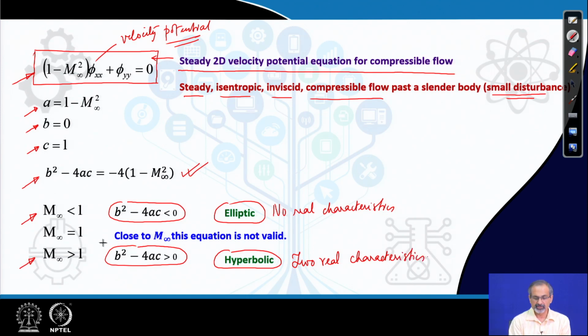The question may arise in your mind that what would happen at m infinity equal to 1. Incidentally, if you go close enough to m infinity equal to 1, this equation will not remain valid, because it is not going to model such a flow. The flow becomes extremely non-linear under such conditions in the transonic regime, and therefore, this equation is not appropriate to model such flow. Therefore, we will not try to analyze this case, since this equation loses its validity.